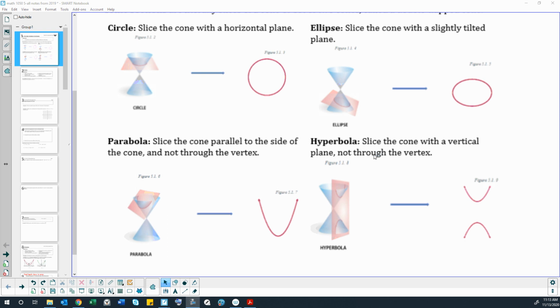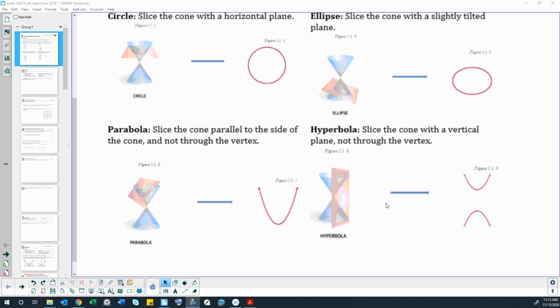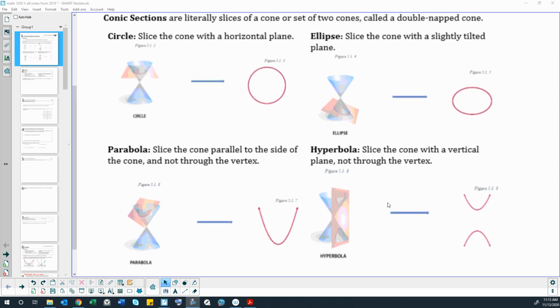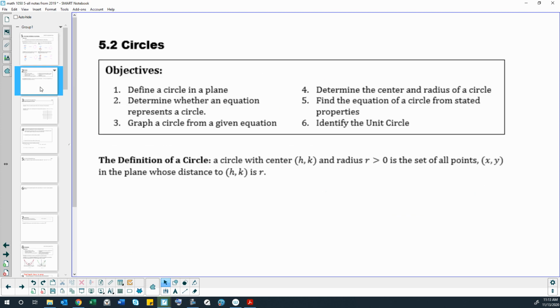Okay, hyperbola is straight up and down through the two cones. That's where the two cones come into play and would look something like this. So hopefully those illustrations make sense. You're both going to pull up the reading for this section and look at those a little closer. There's some other stuff in the reading about other types of conic sections which are not really all that important to us. But they're interesting. Feel free to read through them.